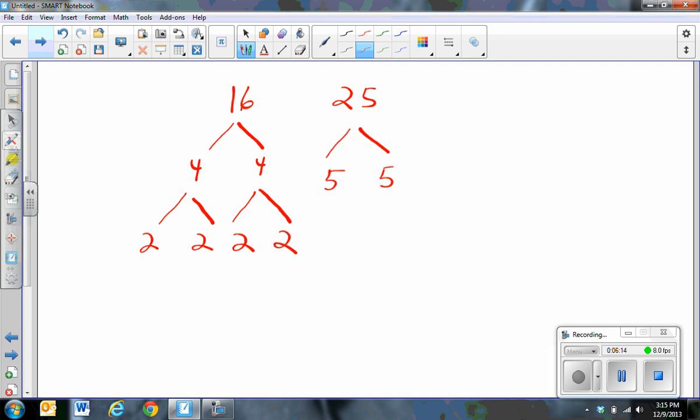Notice that these numbers have no common factors. So we say they are relatively prime. They're not prime numbers, but relative to each other, in other words, compared to each other, they're relatively prime. They have no common factors. All right?